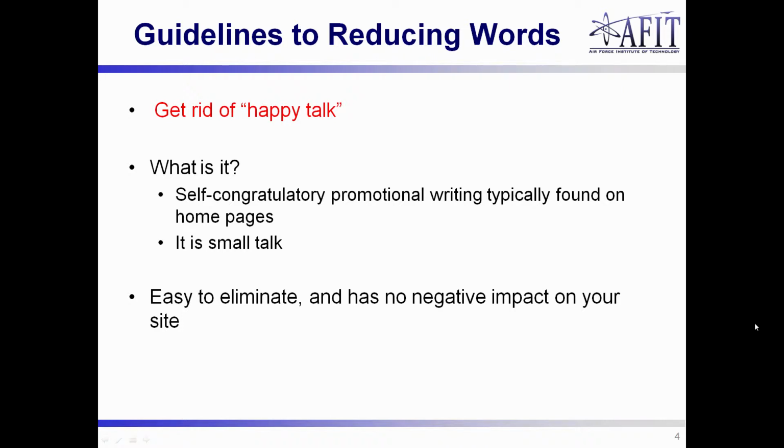So if you can get rid of this extra small talk, then that will allow the users to find what they're looking for. And the great thing is that this is really easy to eliminate. It's easy to find, easy to identify, and it's got no negative impact on your site, right? People aren't using that particular content. You intentionally don't put meaningful content in that happy talk section. So this is a really easy mechanism to help getting rid of half of those words, especially on your home page.